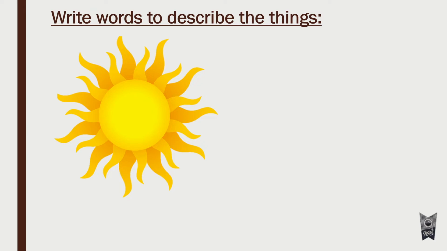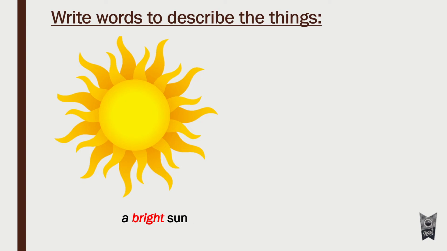Yes, it is a hot sun. What else? Yellow sun. What else? Shining. Is it not? What else? Blazing. Think of some more words. Yes, the sun is also big. Over here, it does not seem to be very big, but yes, the sun is also big. What else? You can think of many more words.